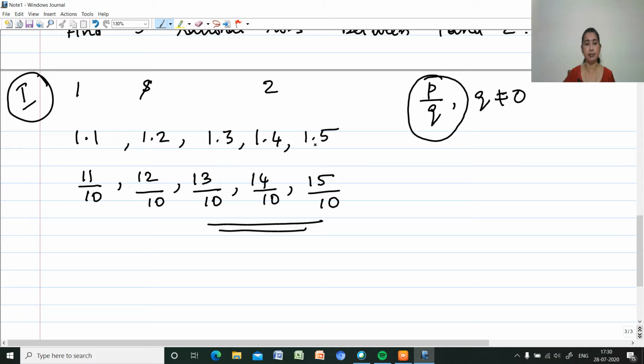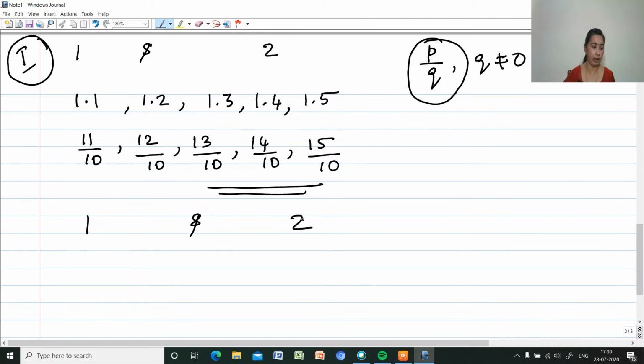There is some other method also. How can you find the rational numbers between 1 and 2 using another method? I can write 1 as 6 by 6, it is 1. And 2 can be written as 12 by 6, that is, I am taking the denominators the same. So 6 by 6 is the same as 1, 12 by 6 is the same as 2.